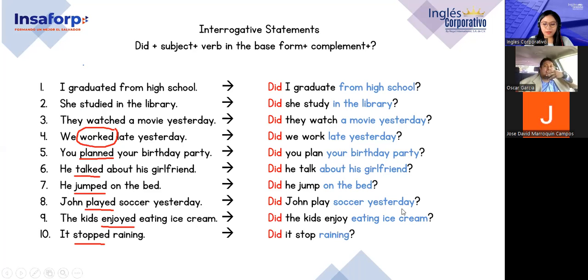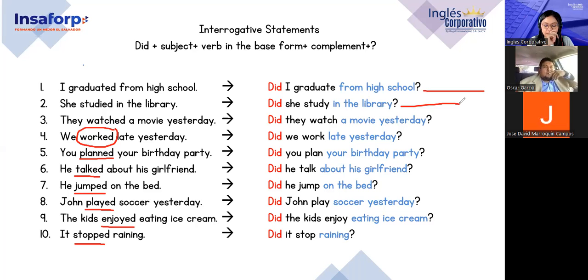So, right. ¿Qué pasa entonces si yo tengo interrogative statements? ¿Qué necesito? Si tengo una pregunta, what do I need? And? Si tengo una pregunta, ¿qué espero recibir después de la pregunta? The response. Exactly, a response. ¿Cómo responderían entonces? Did yes I graduate from high school? Yes or no? Yes. Did yes she study in the yes library? Yes. Yes, studied. Okay, por ahí vamos, muy bien.